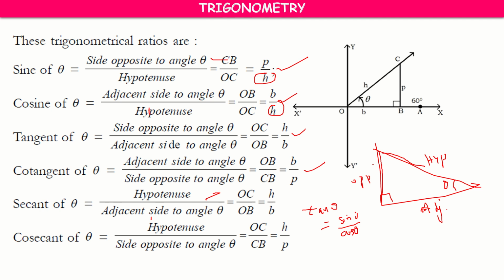It is reciprocal. Sine, cos, tan are the three basic trigonometric ratios. Their reciprocals are cosec, sec and cot. Sine is the reciprocal of cosec, cos is the reciprocal of sec, and tan is the reciprocal of cot. Right?